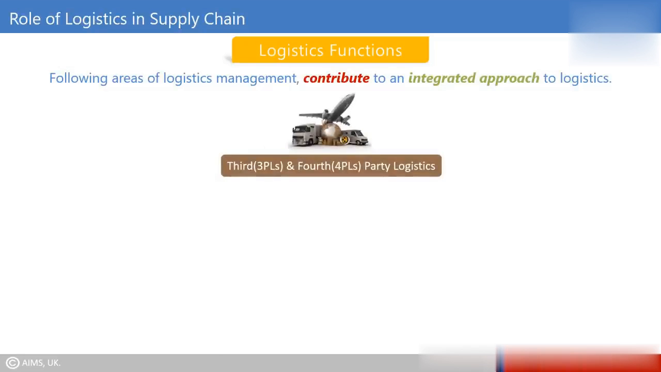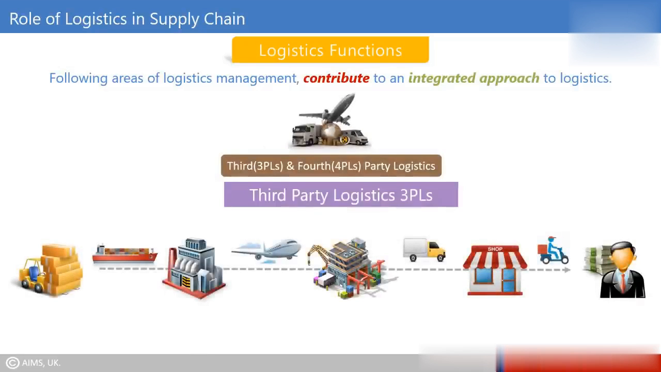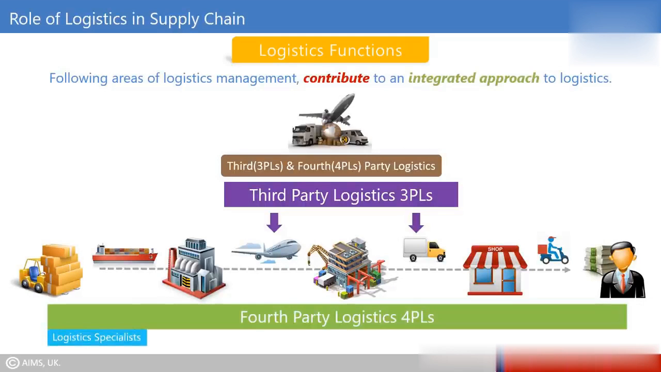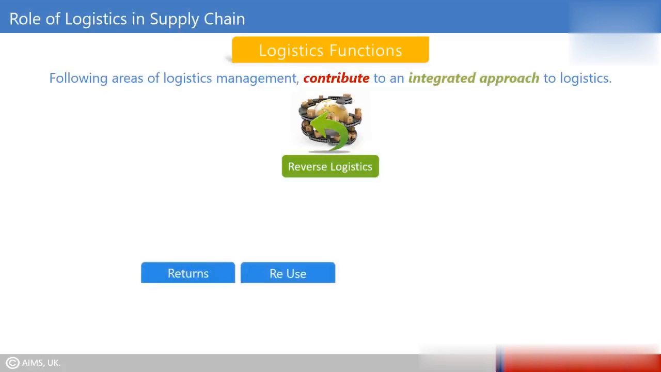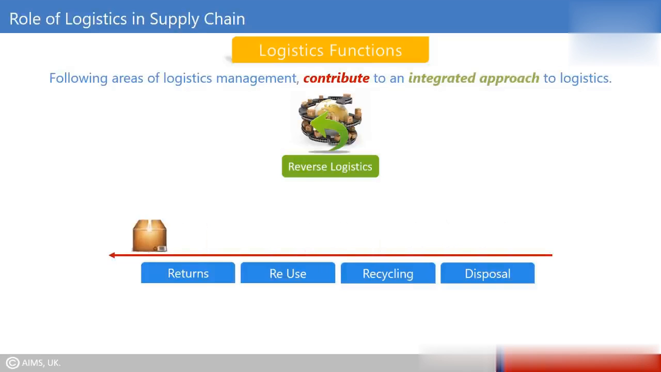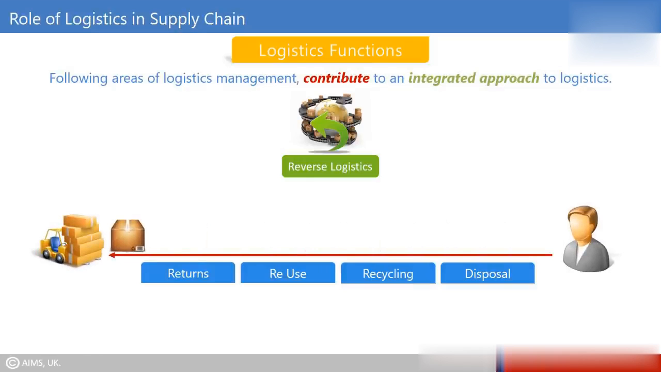Third and fourth party logistics. Third-party logistics providers actually perform or manage one or more logistics services. Fourth-party providers are logistics specialists and play the role of general contractor by taking over the entire logistics function for an organization. Reverse logistics. It is a way to handle the return, reuse, recycling, or disposal of products that make the reverse journey from the customer to the supplier.